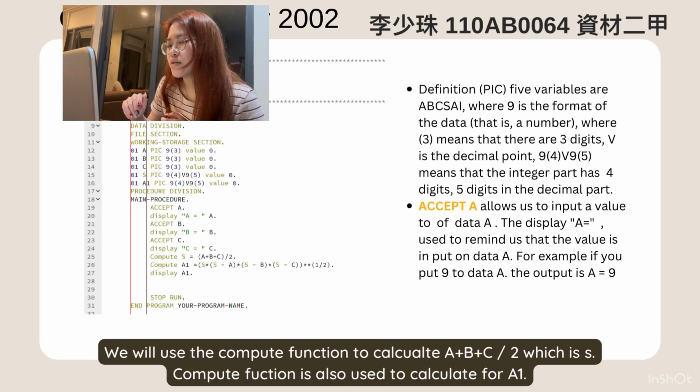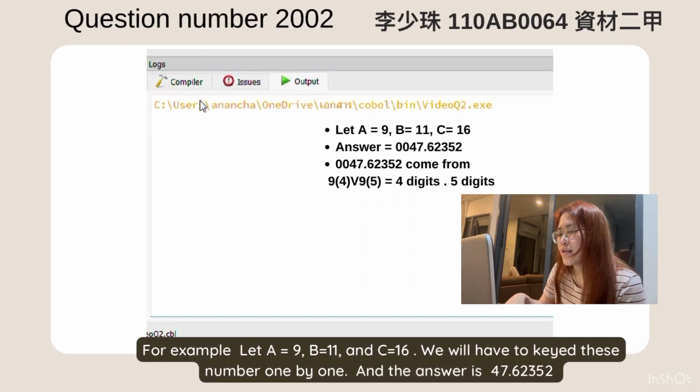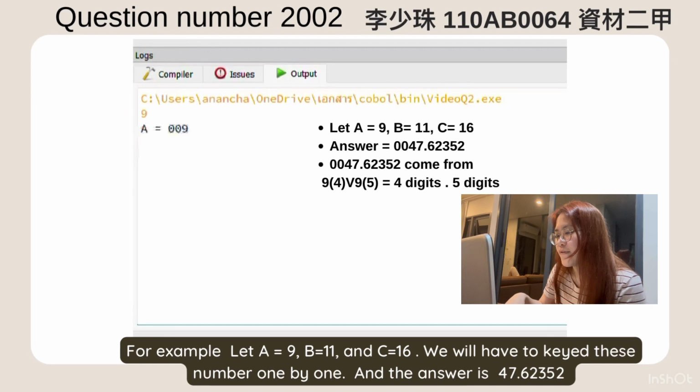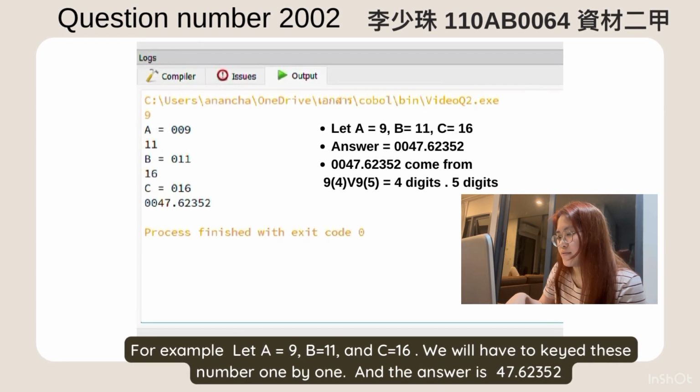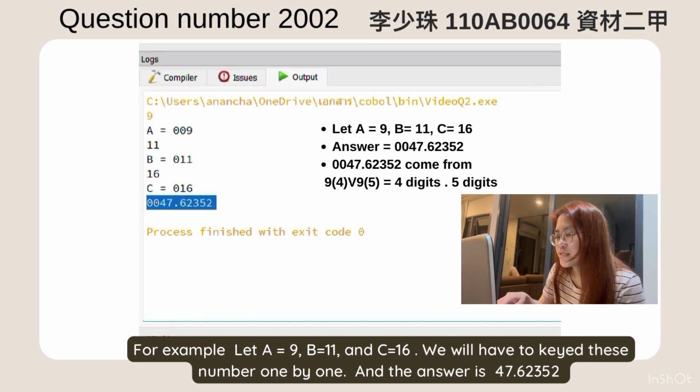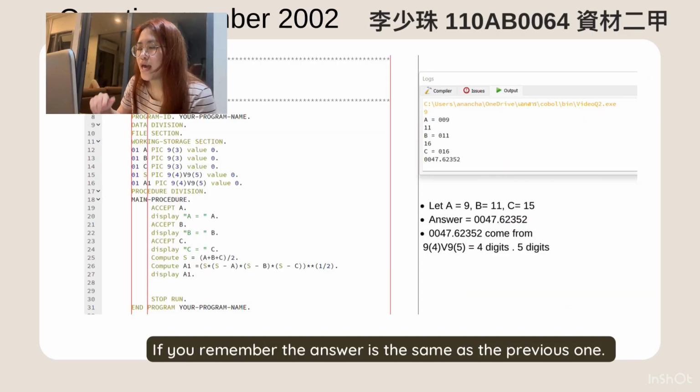We will use the COMPUTE function to calculate A plus B plus C divided by 2, which is S. The COMPUTE function is also used to calculate the area. For example, let A equal to 9, B equal to 11, and C equal to 16. We will have to key in these numbers one by one, and then the answer is 47.6235. If you remember, the answer is the same as the first example, the previous one.